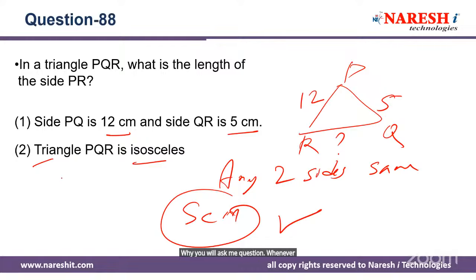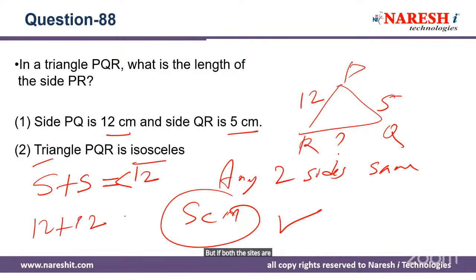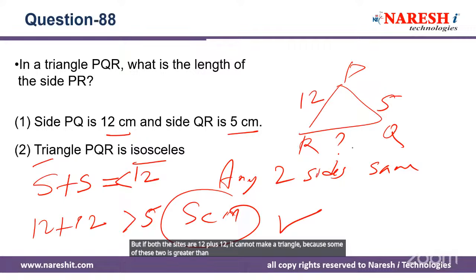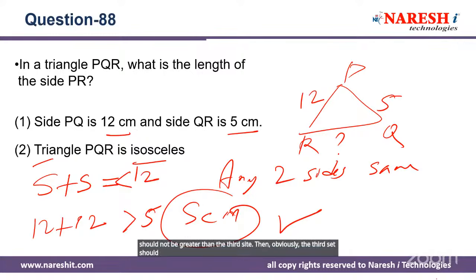Whenever two sides of a triangle are the same, the sum of the two equal sides should be greater than the third side. Then only the triangle is possible. If both sides are 12 and 12, the third side cannot be 5... I repeat, the sum of the two equal sides should be greater than the third side. Then obviously the third side should be 5 centimeter only.